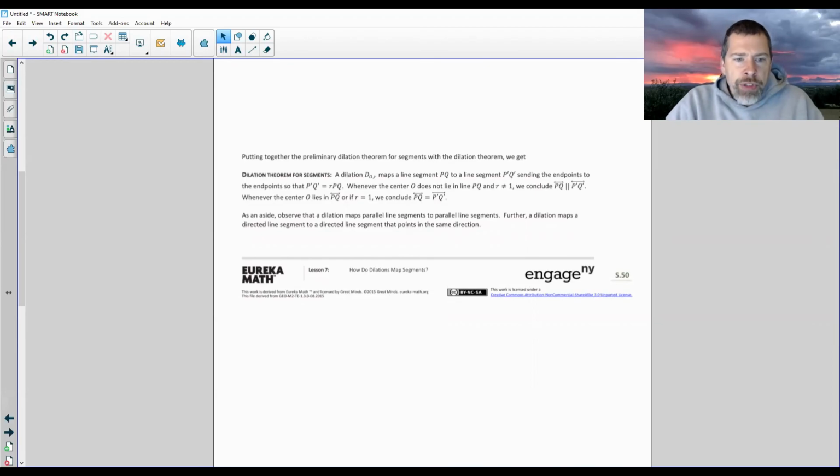As a side note, observe that a dilation maps parallel line segments to parallel line segments. Further, a dilation maps a directed line segment to a directed line segment that points in the same direction. Okay, anyhow.